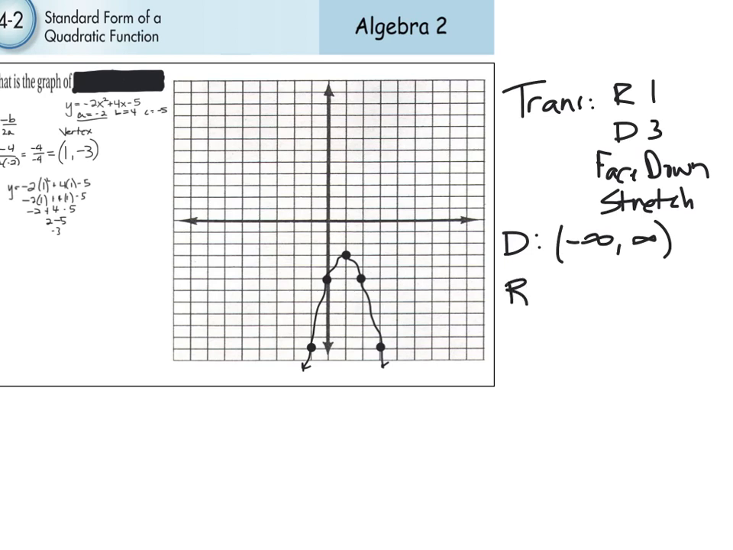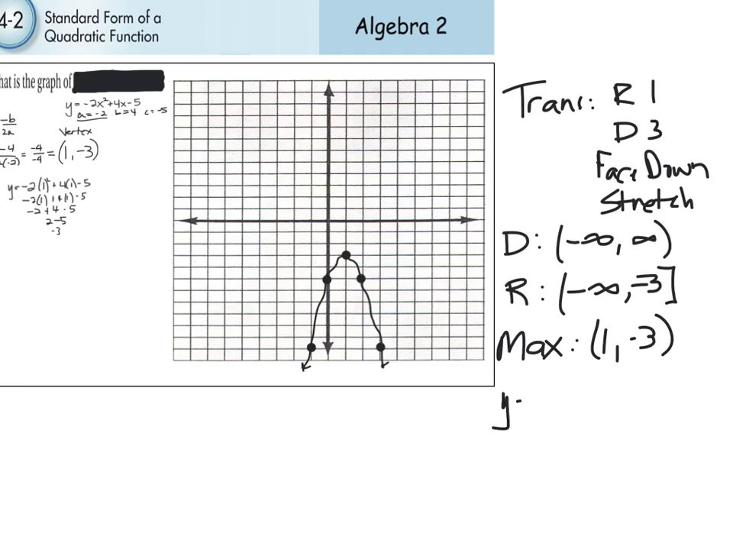Range. How low does it go? Well, it goes from negative infinity all the way up to negative 3, not positive 3. I'll change it here in a second. Negative 3 on the y-axis, and then it goes back down. So from negative infinity to negative 3. This has a maximum, so it has a high point. What's the high point at? Well, the high point is at 1, negative 3, which happens to be the vertex.